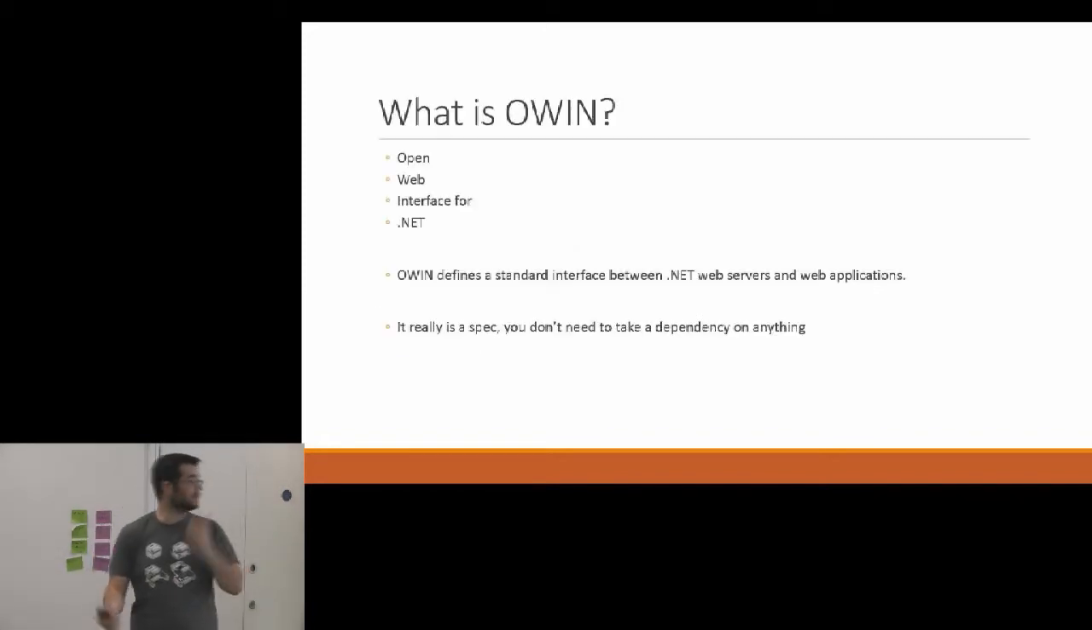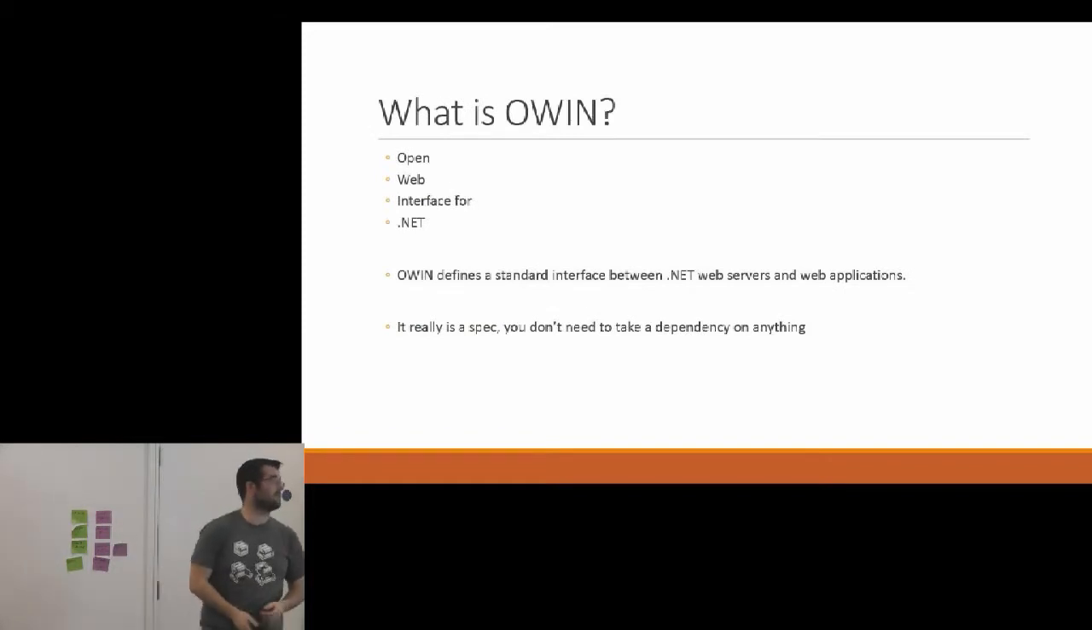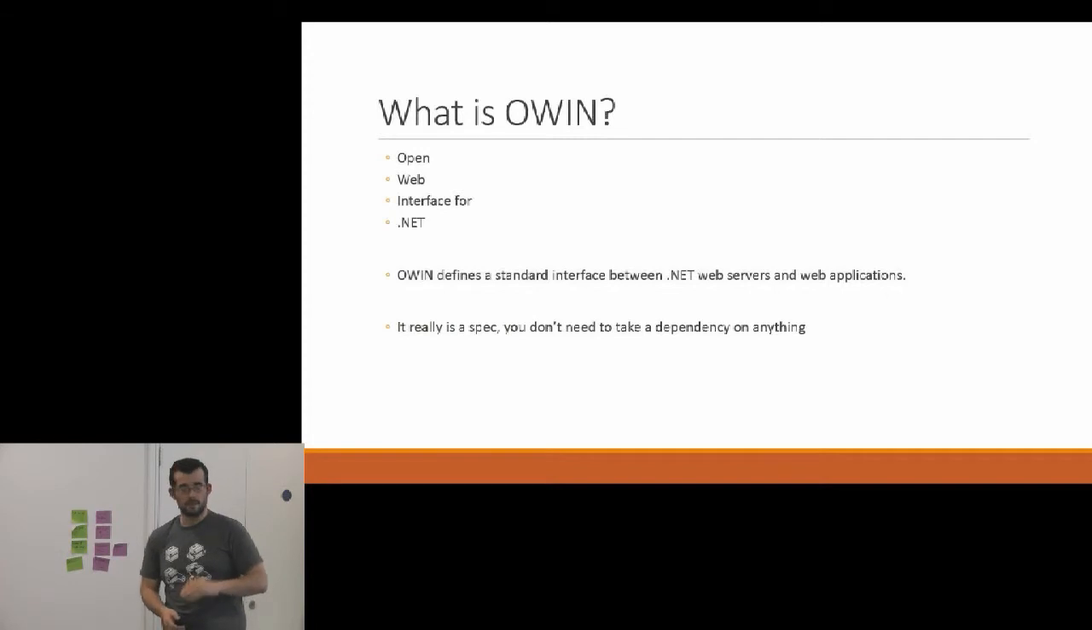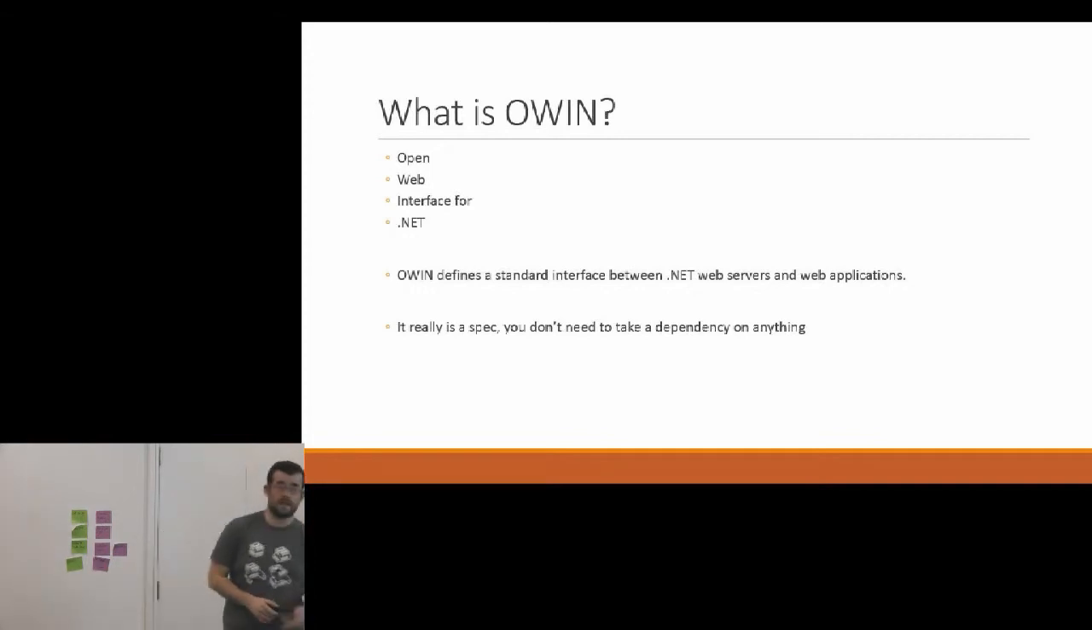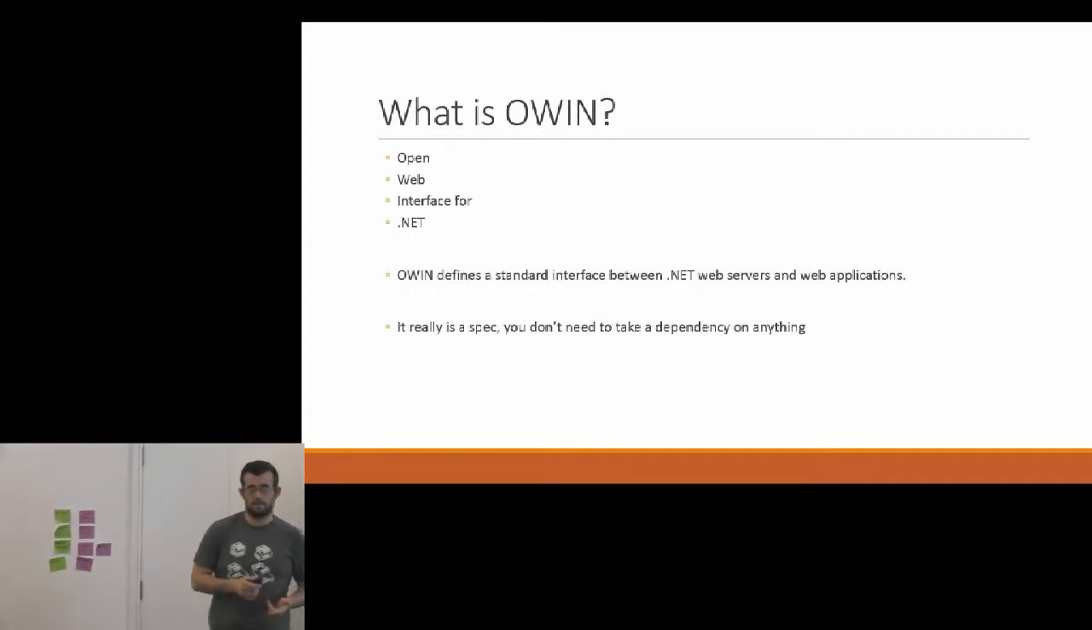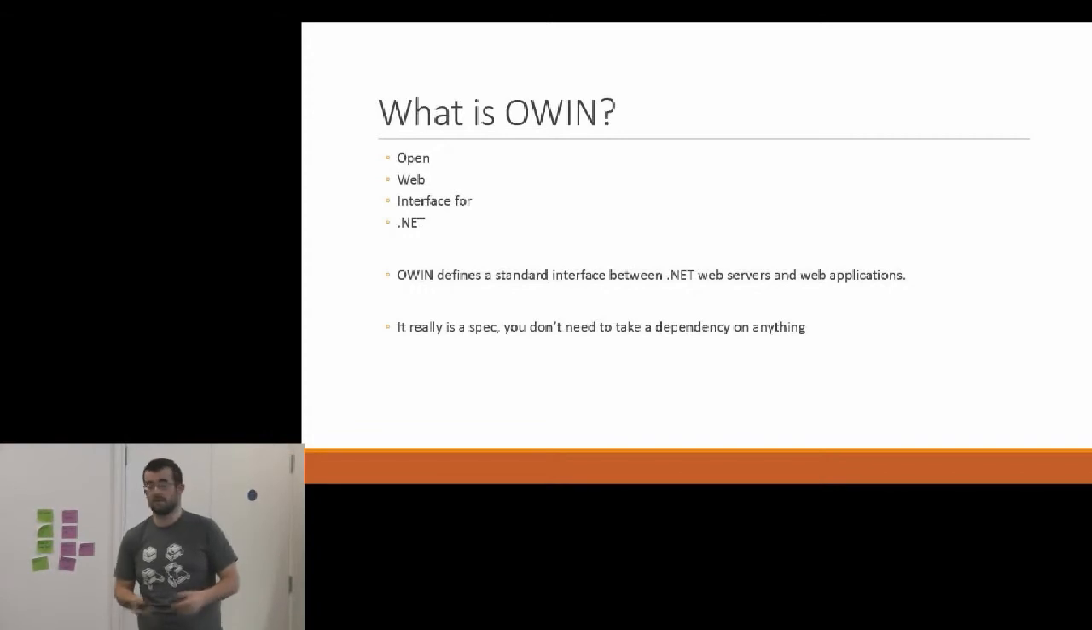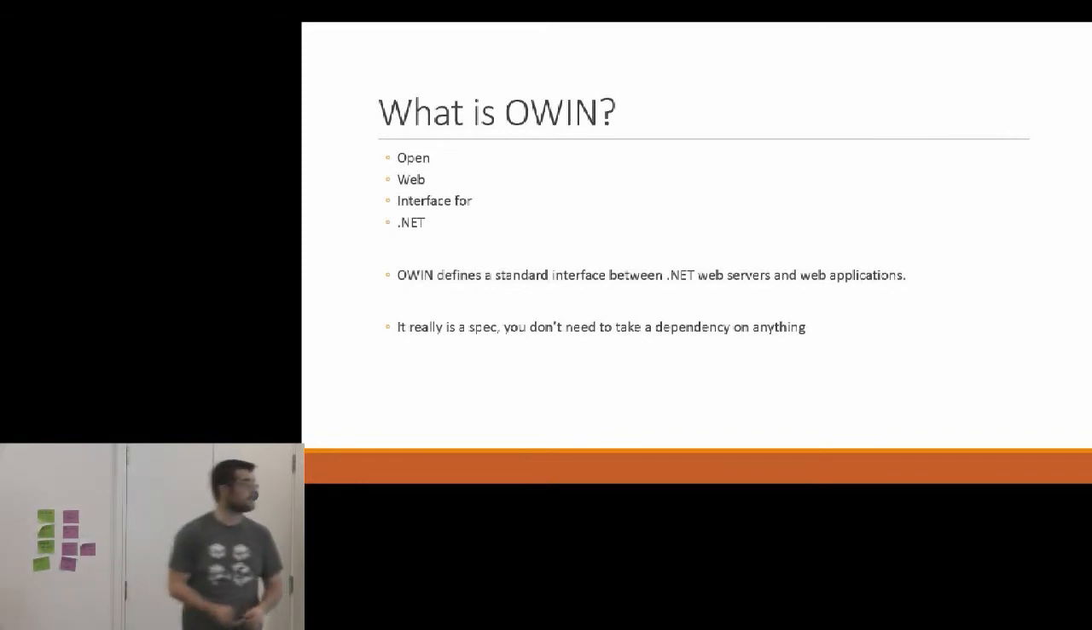So what is OWIN? It's the Open Web Interface for .NET. And it defines a standard interface between web servers and web applications and frameworks. It's a spec, so there's no implementation of it. Microsoft have given an implementation, but it's a spec that can be implemented in any CLR language, F-sharp or IL directly if you want.